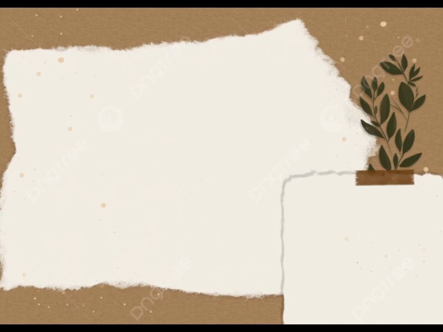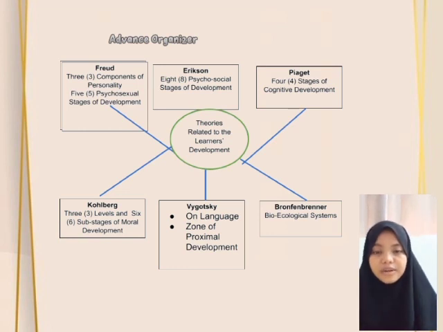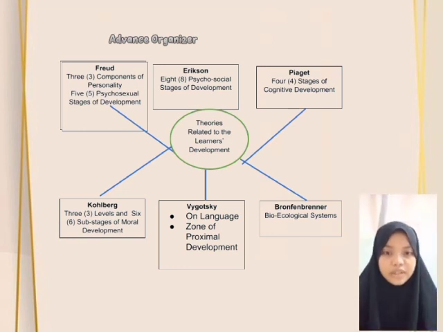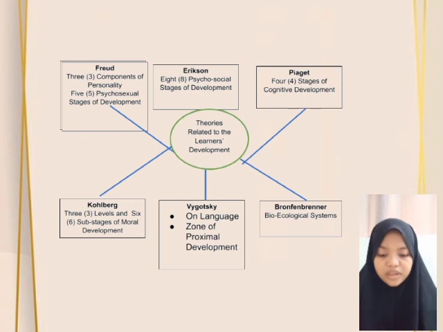So, let's move on to the advanced organizer. As we can see in our advanced organizer, to simplify our understanding, may nakalagay na doon na parang summary o buod ng mga theories nila. In the middle, we can see the theories related to the learner's development, composed of 6 different theories from Sigmund Freud, Erik Erikson, Jean Piaget, Kohlberg, Vygotsky, and Bronfenbrenner. So let's move on to Sigmund Freud's theory.